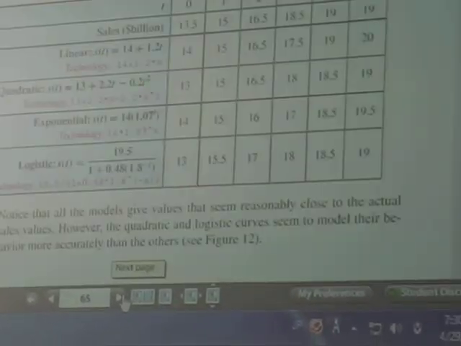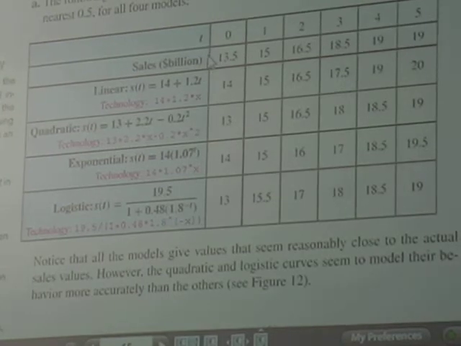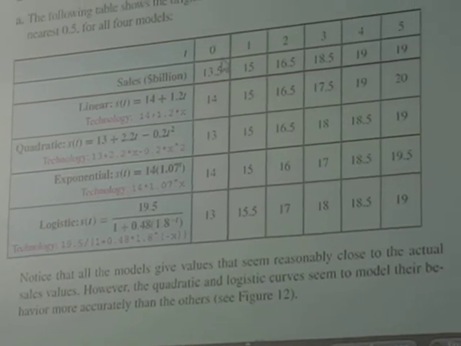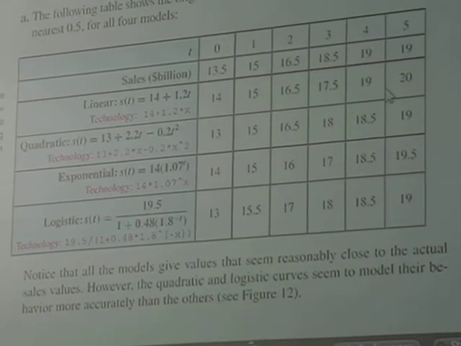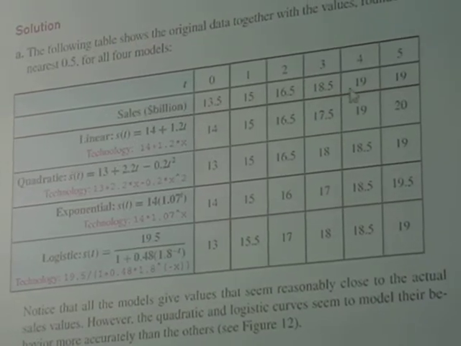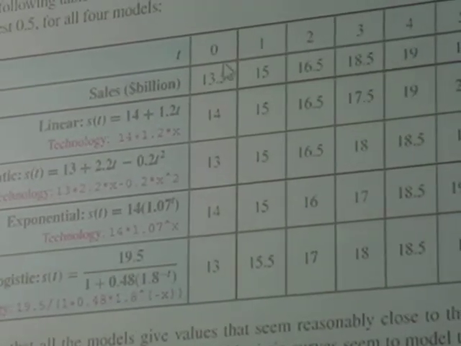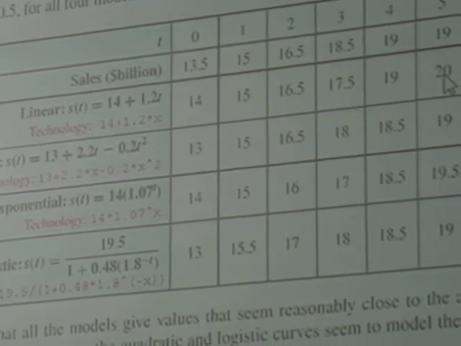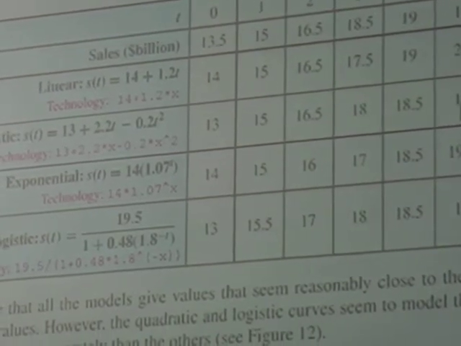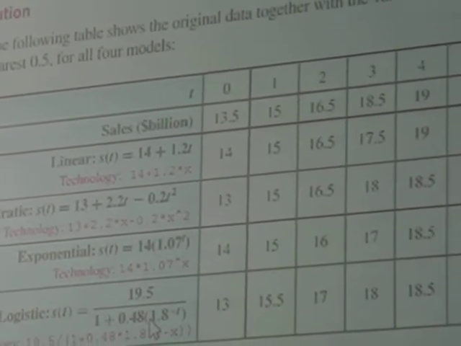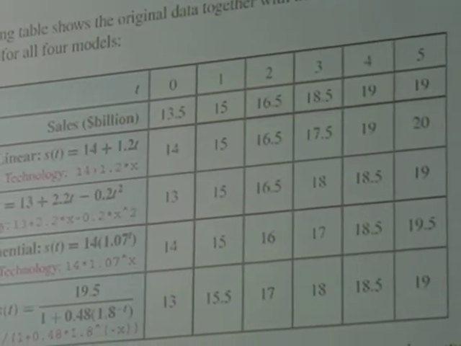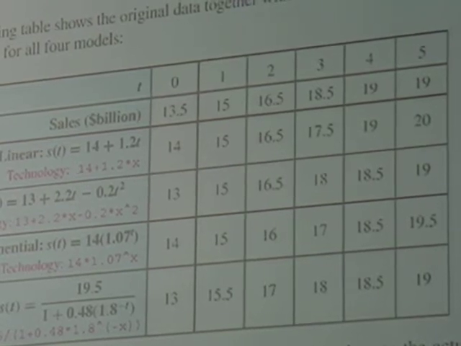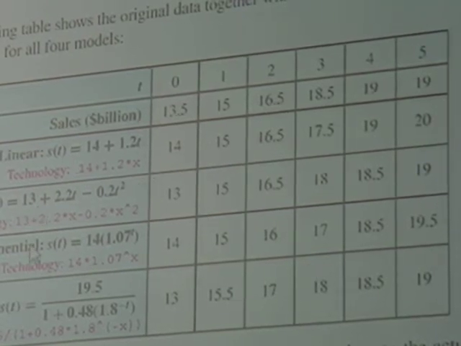What they do is, they check each model when t equals 0, 1, 2, 3, 4, 5, and for the linear model they get these numbers. Here's the actual sales here. This is reality here. And then this is the linear model, and this is the quadratic model, and this is the exponential model, and this is called the logistic model. Okay, you understand? So even with this, how do you know which one is better? Is it linear, quadratic, exponential, or logistic?